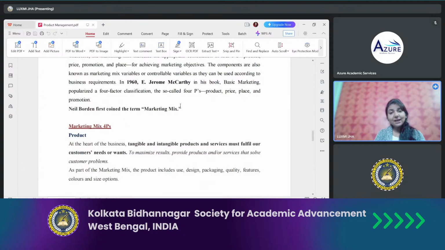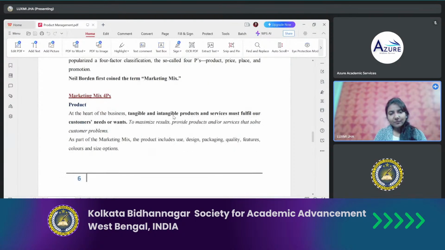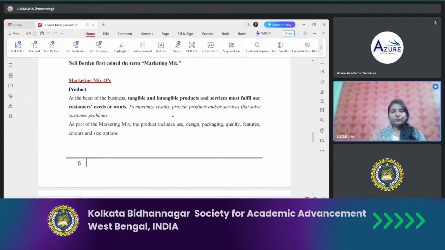And this particular marketing mix was first coined by Neil Borden. Very, very important. We need to understand this. So this term, marketing mix, was given by Neil Borden. Now let me come up with each classification of the 4 P's. I will give small examples so that you can relate how the 4 P's play a very important role with different types of markets.